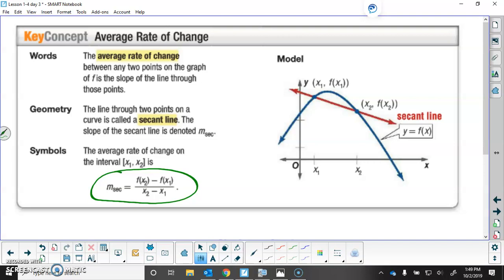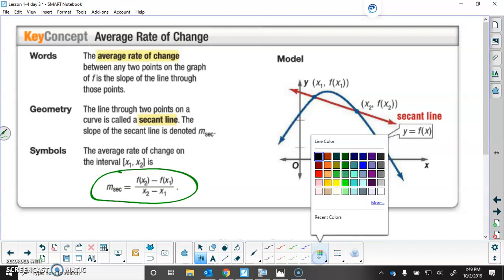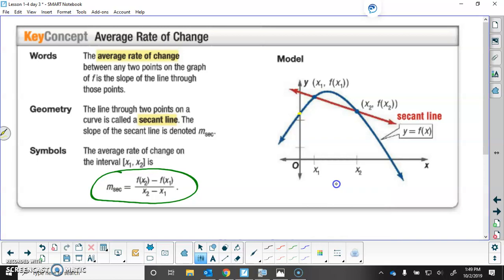Now if we pick 2 different points, like, let me use a yellow point here, if I pick this particular point here and this point here, then our average rate of change would be a positive slope and a positive rate of change. So sometimes it's negative and sometimes it's positive.